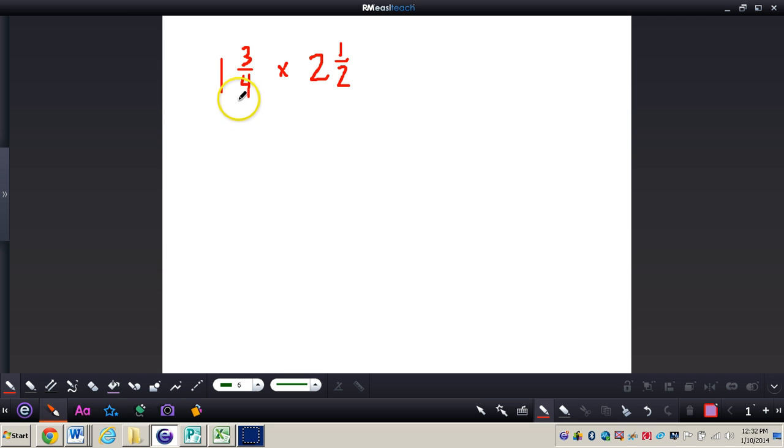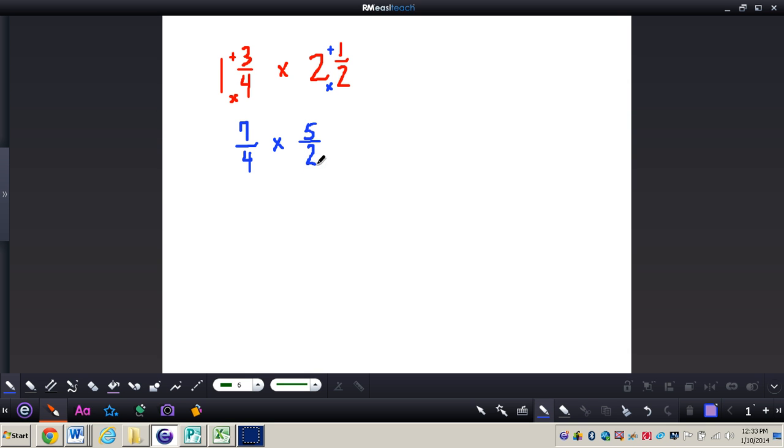Okay, so in order to change the mixed number to an improper fraction, we know that we multiply the denominator by the whole number, and then we add our numerator. So we have 4 times 1 will give me 4, plus 3, that's going to give me 7. I'm going to use a different color of ink. That's going to give me 7. And then our denominator stays the same. Now, for my 2 and 1/2, I'm going to multiply my denominator by my whole number and then add the numerator. Keep my multiplication sign here. 2 times 2 is 4, plus 1 is 5. And we have 5 over 2.